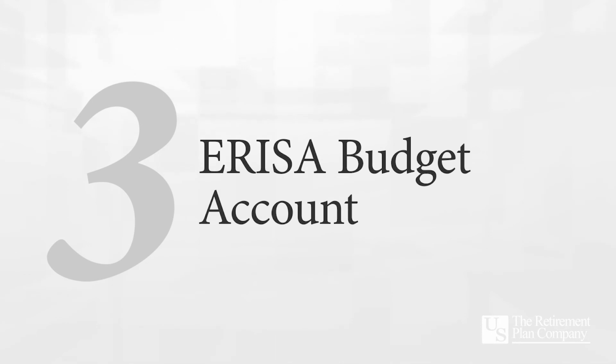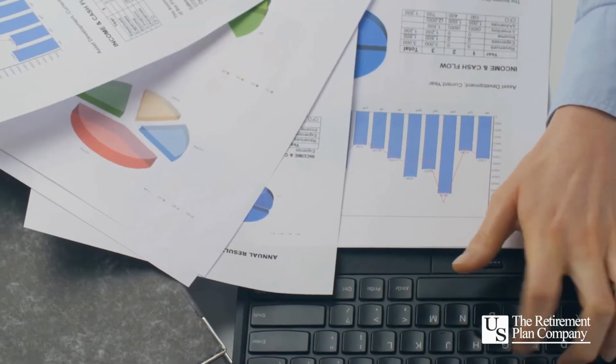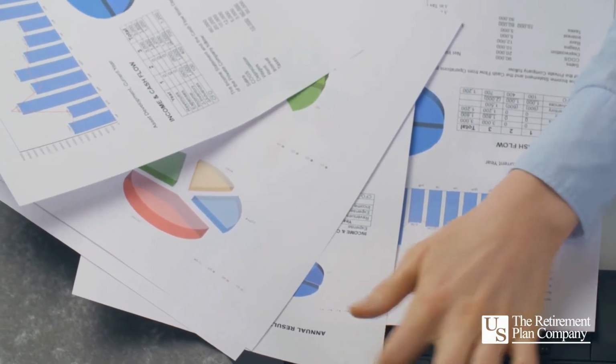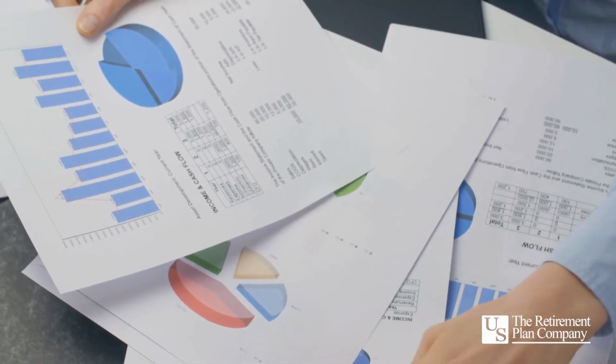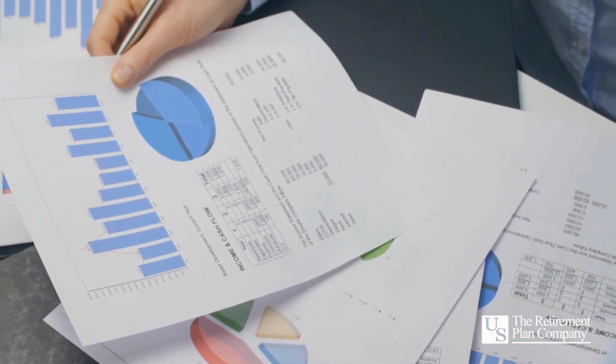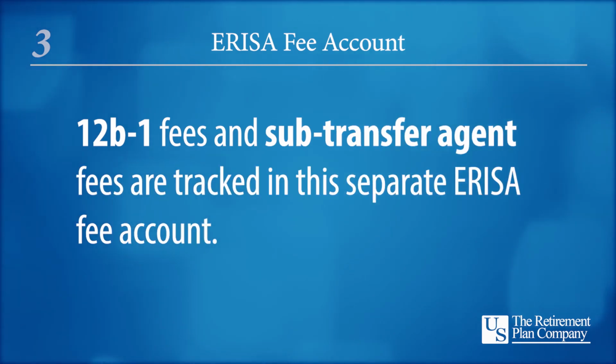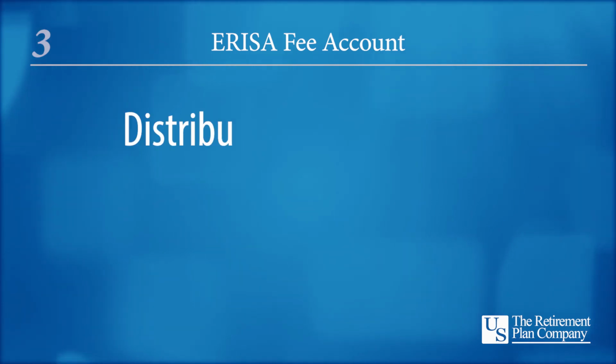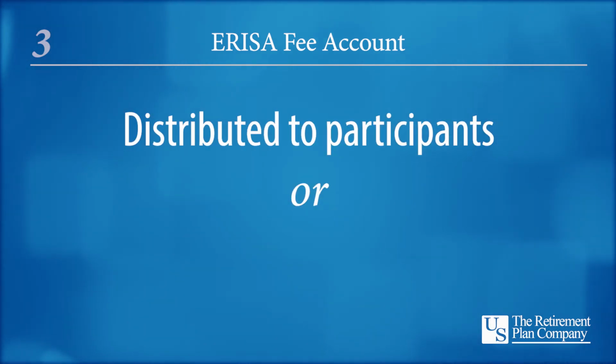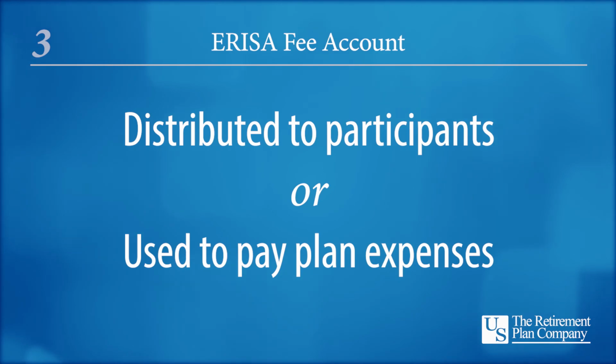Third, plan sponsors can use an ERISA budget account to pay plan expenses. In a 401k or a similar plan, a client may have an ERISA budget account for revenue sharing fees paid by mutual funds. 12b1 and sub-transfer agent fees are tracked in this separate account within the plan. The balance in this account may be distributed to plan participants, or it may be used to pay plan expenses.